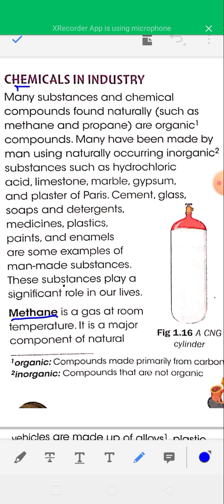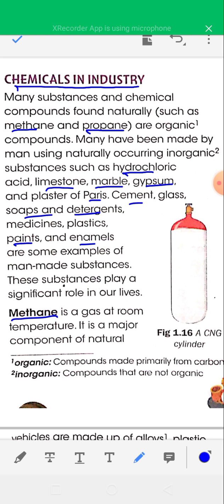Many substances or chemical compounds are found around us. Some of them are naturally occurring organic substances such as methane and propane. Organic means they are made up of carbon. And many have been made by man, that is, many substances are man-made compounds using naturally occurring inorganic substances, such as hydrochloric acid, limestone, marble, gypsum, soap, detergent, plaster of Paris, cement, glass, paint, enamels. So these are man-made substances, and today in this video, I'll discuss the important roles of these chemical substances in our day-to-day life.